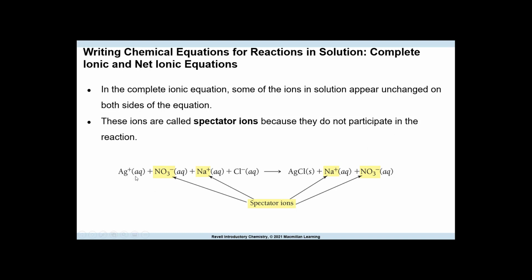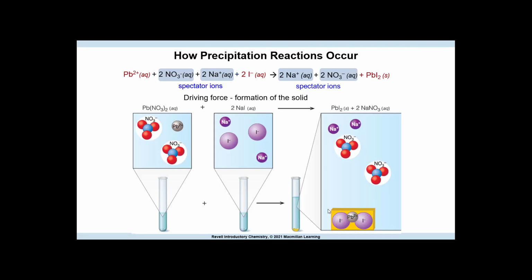And when we put these in ionic form, you can see that you have a nitrate here. You have the same nitrate on this side. You have the same sodium here, which is on this side. So basically, you could cross these out if you needed to because they have nothing to do with the actual equation that's produced a solid. So that's what spectator ions are. So that's what we're going to talk about next.